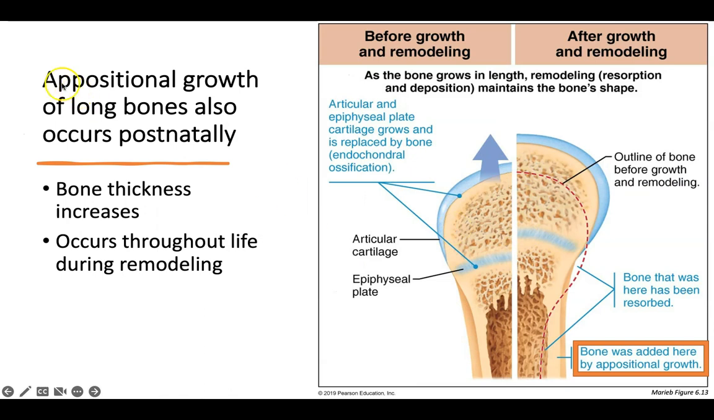In addition to longitudinal growth, we also have a second type of postnatal growth in bones, and this is appositional growth. So this is the increase in thickness of a bone. So in addition to getting longer, these long bones are also going to get thicker. So this is going to occur throughout life during remodeling of bones. And what you can end up seeing here is that basically this bone, left versus right, has both gotten longer and has actually gotten wider. So the widening of the bone is the appositional growth of the bone.